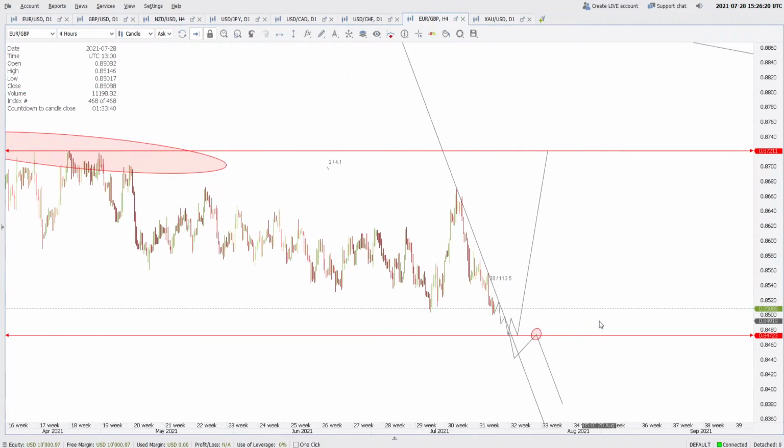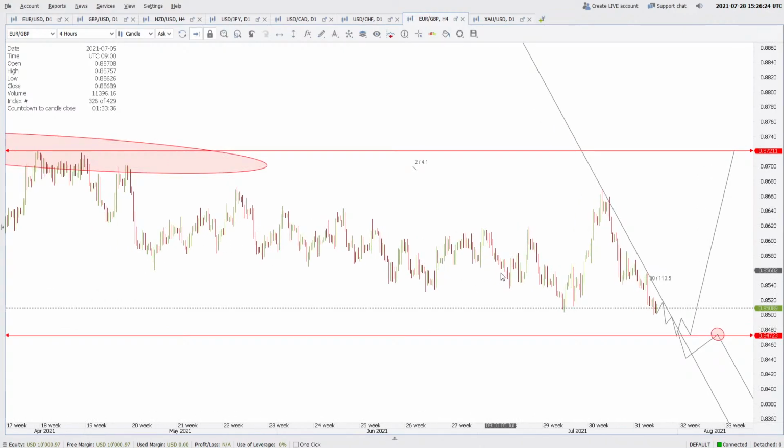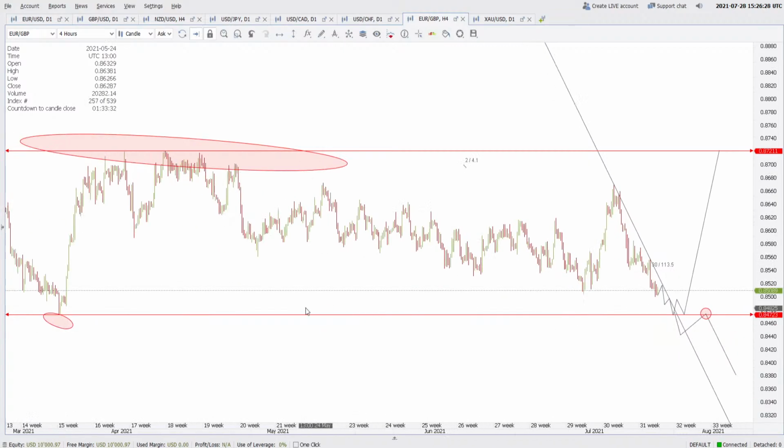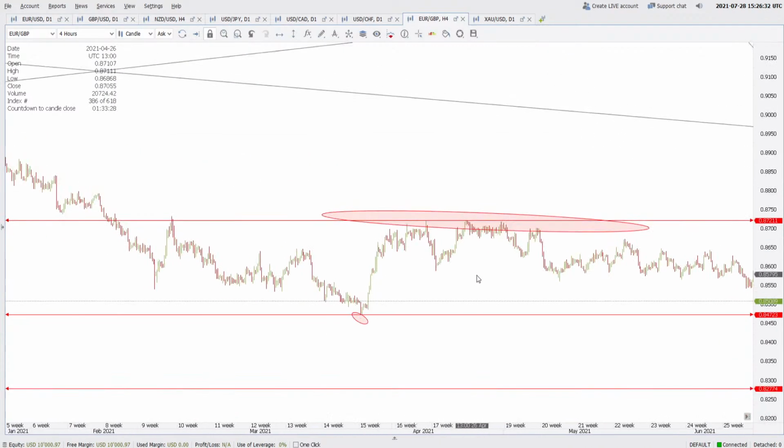See, if both of the pairs start rising, then the price will be like this, churning, going nowhere. But if one is rising and the other is falling, then expect the move like this. This is a very brisk or sharp move.